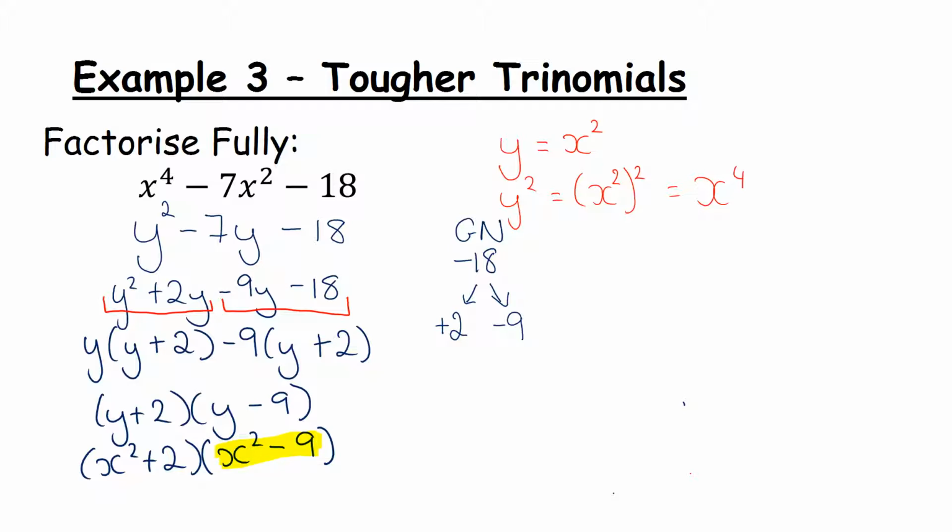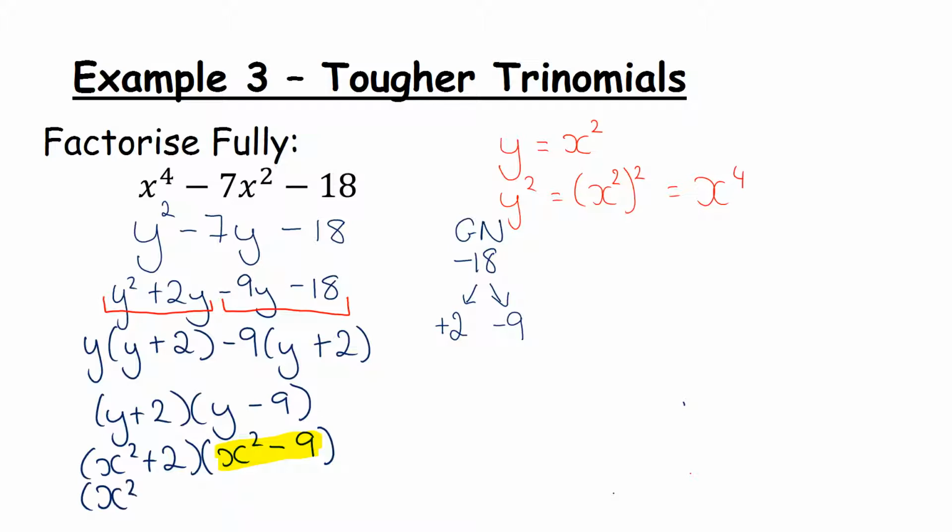Now, you might notice as we subbed back in that the second bracket here was actually a difference of 2 squares. So although we have done our factorization, we now need to factorize this bracket again. It's important to remember we do not ever factorize a square number plus another number. It's the difference of two squares. It has to be a negative.